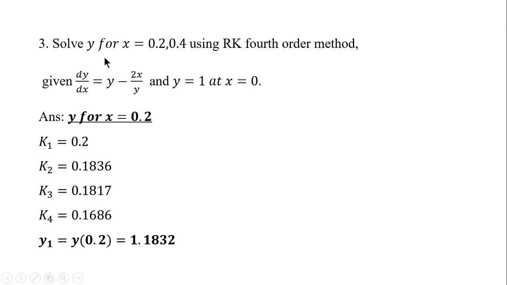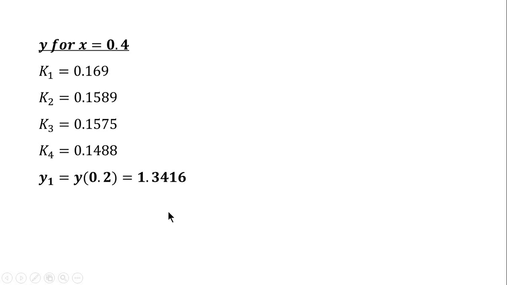Problem 3. Solve y for x equal to 0.2, 0.4 using Runge-Kutta method of 4th order. Here dy by dx is given and the initial condition is also given. You can find out the value of y when x is equal to 0.2. I am going to take h as 0.2 itself, because within 2 steps I can find out the value of y corresponding to x equal to 0.2 and x equal to 0.4. So within 2 steps we have covered the answers.